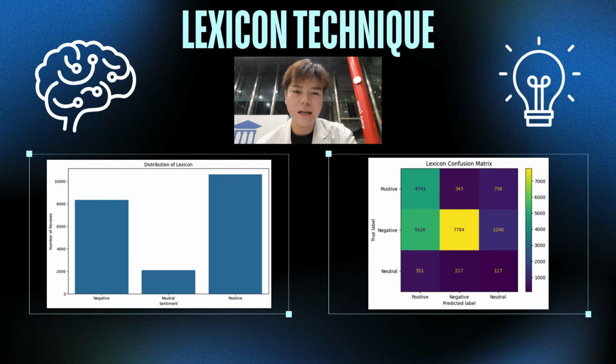However, it misclassified 5,326 negative reviews as positive. The sentiment distribution also showed that TextBlob predicted most reviews as positive, followed by negative and neutral. This suggests that the lexicon method may interpret some words as positive without fully understanding their context.